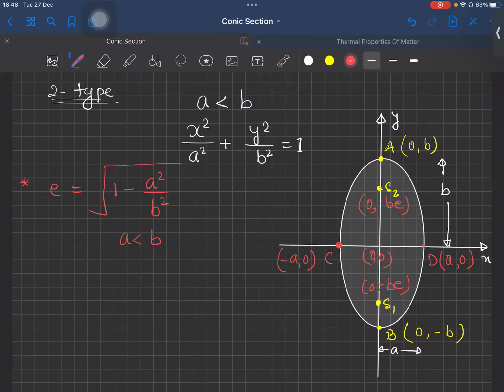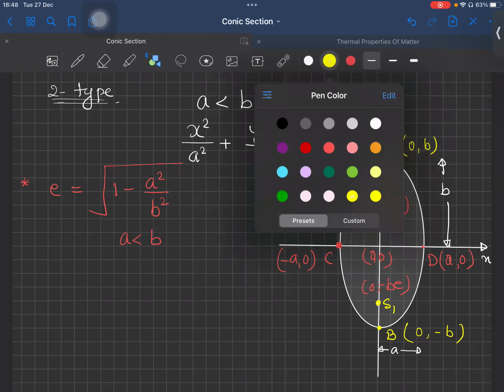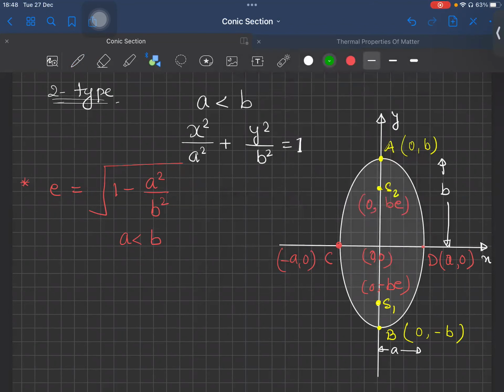Equation of latus rectum. Now what will be the latus rectum? So this is the latus rectum here. The latus rectum always passes through the focus and makes 90 degrees. So this is your latus rectum, because this focal chord will make a 90 degree angle.